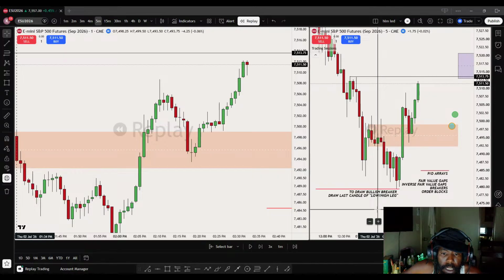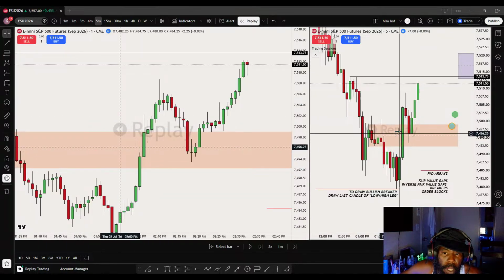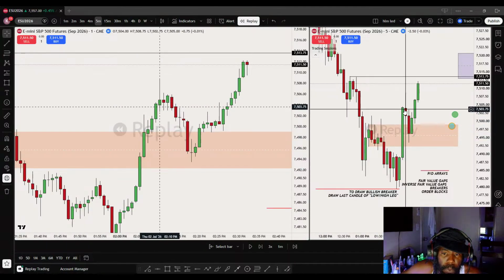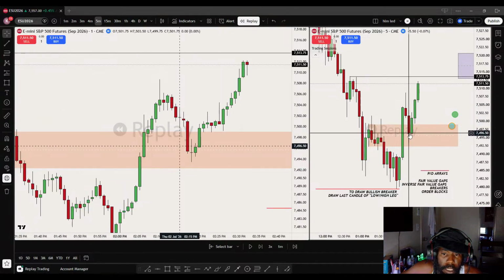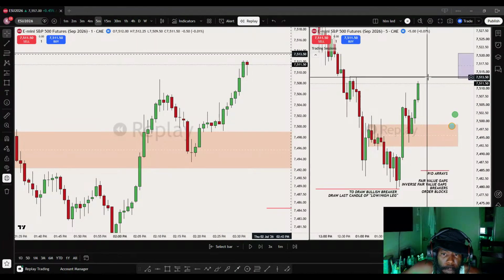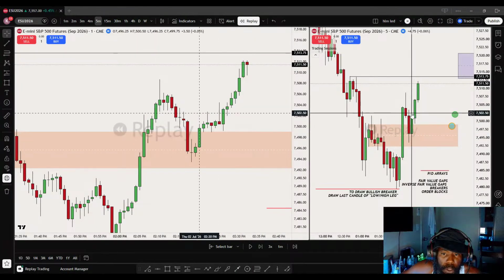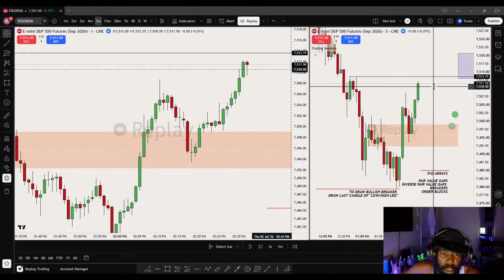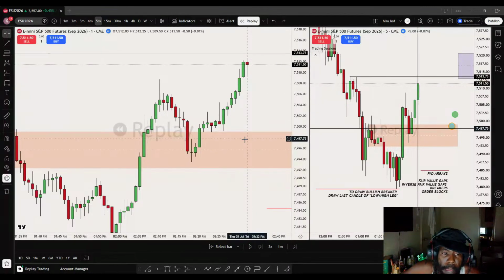Oh shit. Look what happened. We came down, we touched it, we stayed in the upper half, and we went straight to TP. We didn't even have any drawdown. Same type of entry.